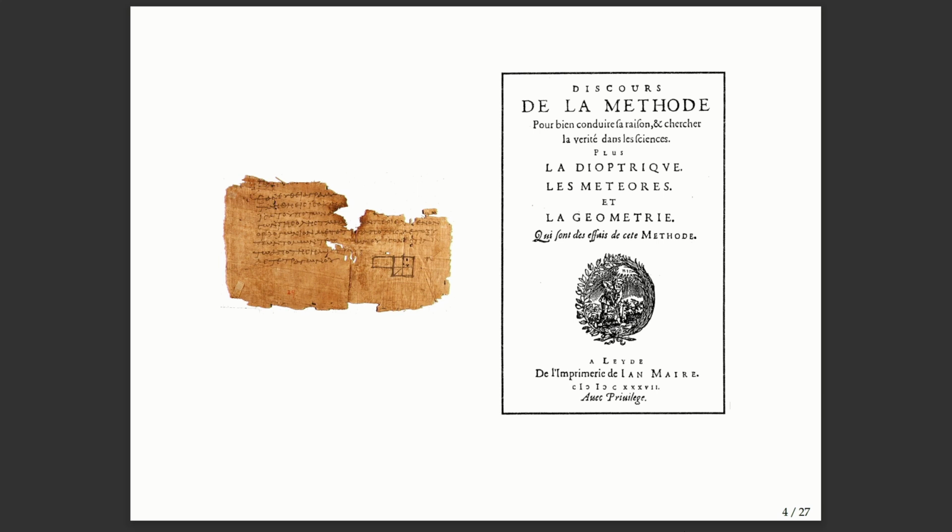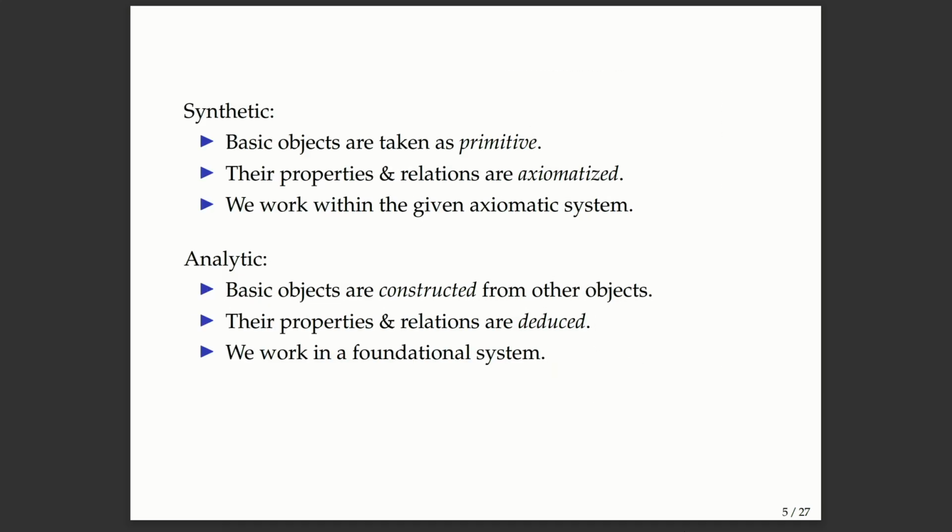Euclid's approach is sometimes called synthetic, and it proceeds in a certain way that's different from how Descartes does his geometry, which is analytic. So what are the two characteristics? In one of them, you take some basic objects as primitive. So for instance, points and lines, right?